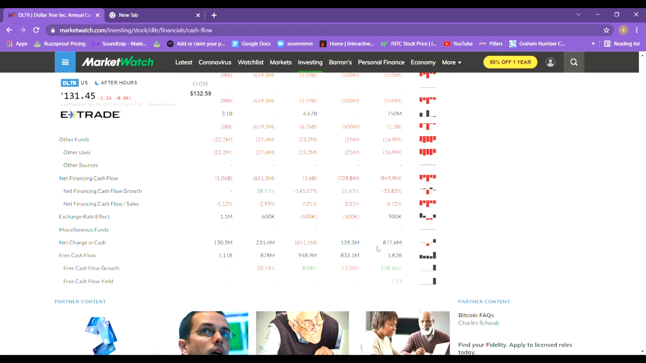The last and one of the most important aspects to look at in any company is the free cash flow. As you can see, it's really good. It's always a good first sign to see that the cash flow is positive. It's even better to see that it's growing as it's currently standing at 1.82 billion from the 1.11 billion just 5 years ago.